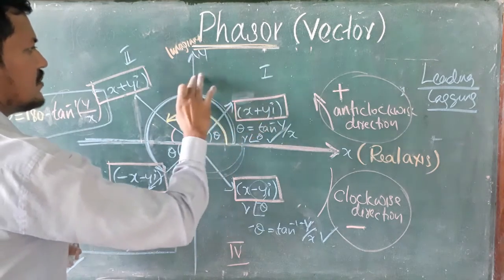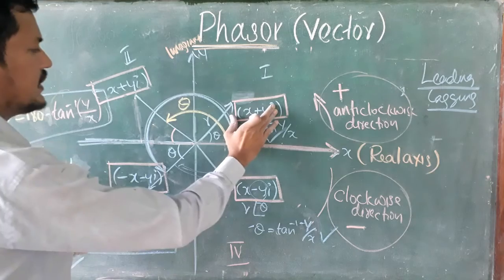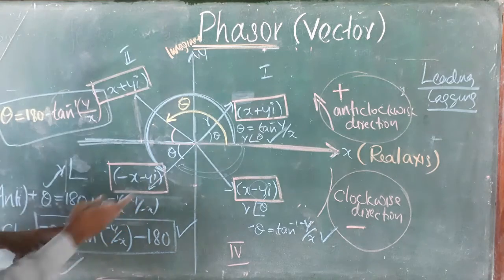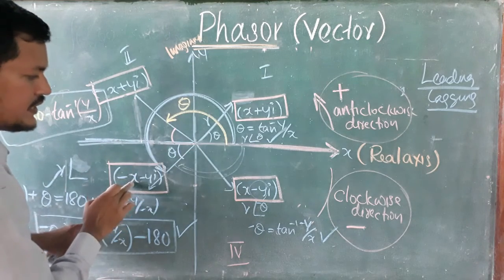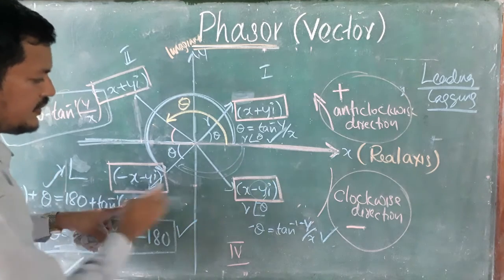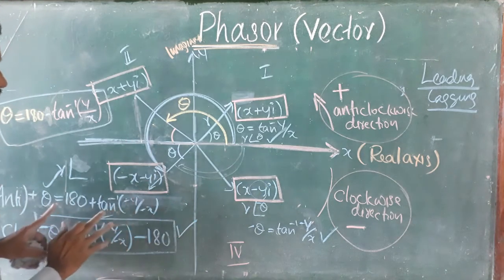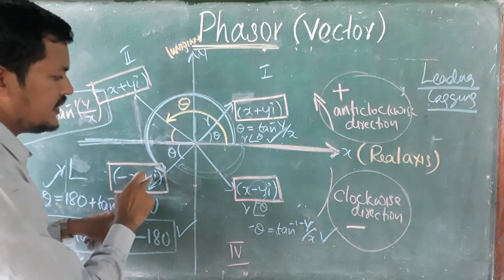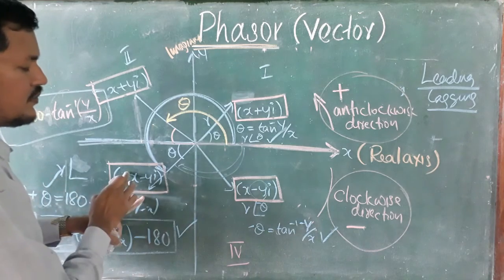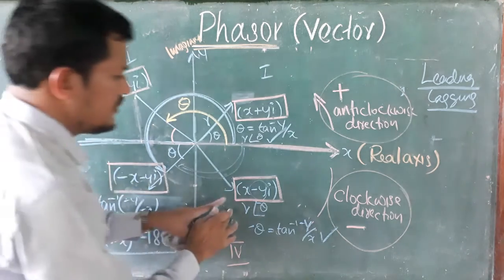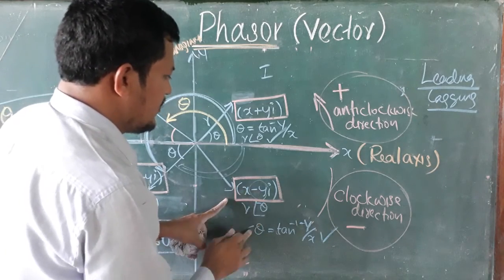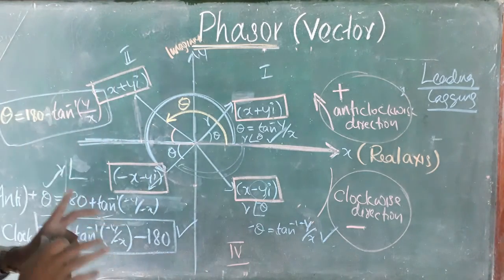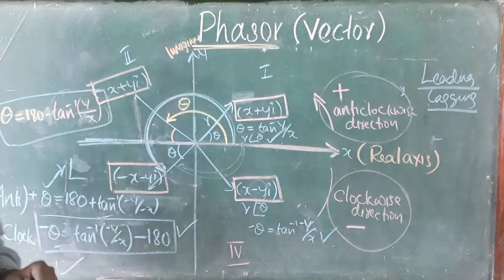Clear? In the first quadrant the angle always comes less than 90 degrees, positive. In the second quadrant it comes less than 180 degrees, positive. In the third quadrant, with negative values, your answer should be either positive more than 180 degrees or negative less than 180 degrees. In the fourth quadrant, positive real and negative imaginary, your answer should be a negative angle less than 90 degrees. You have to remember these points. Clear? Thank you.